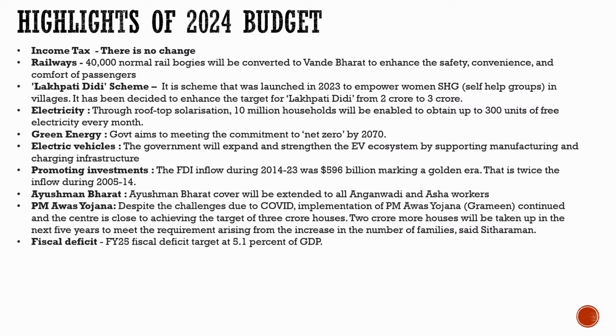Ayushman Bharat cover will be extended to all Anganwadi and Asha workers. Despite the challenges due to COVID, implementation of PM Awas Yojana continued and the center is close to achieve the target of 3 crore houses. 2 crore more houses will be taken up in the next 5 years to meet the requirement arising from the increase in the number of families. Fiscal deficit for the financial year 2025 is targeted at 5.1% of GDP.